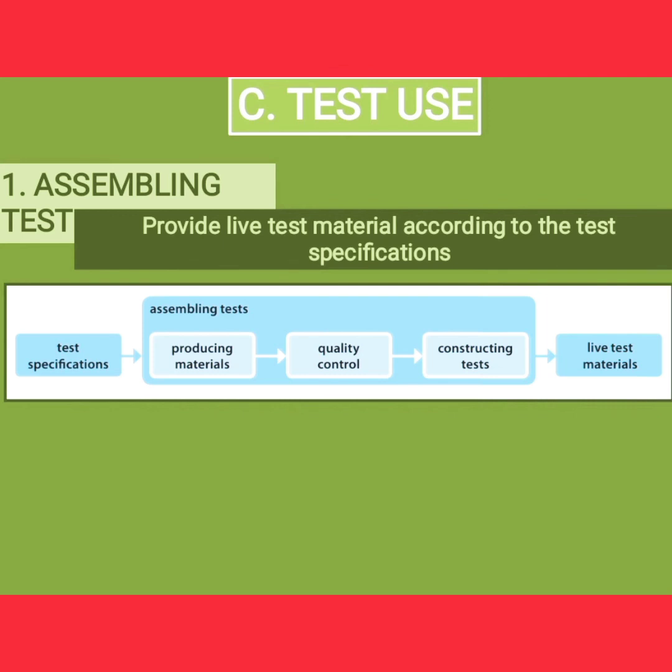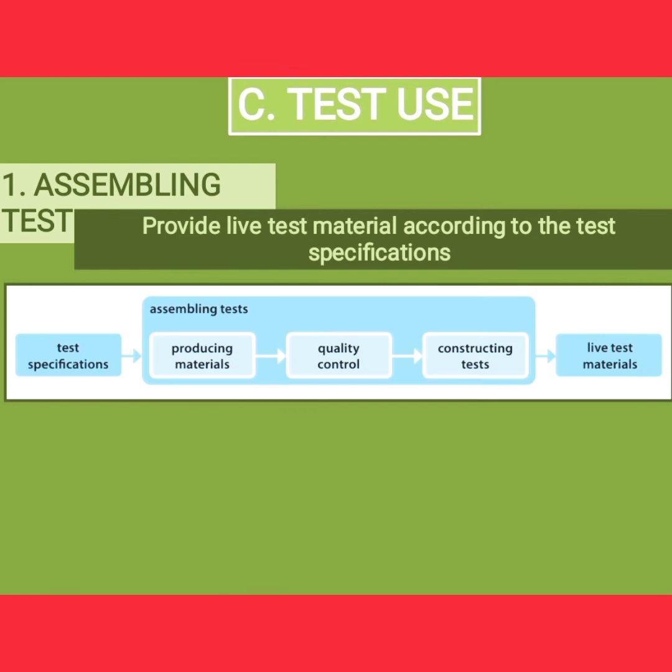The first is assembling test. The aim of the assembling test stage is to provide live test materials made according to the test specification. The process of assembling tests breaks down into three broad stages that are producing material, quality control, and constructing tests.